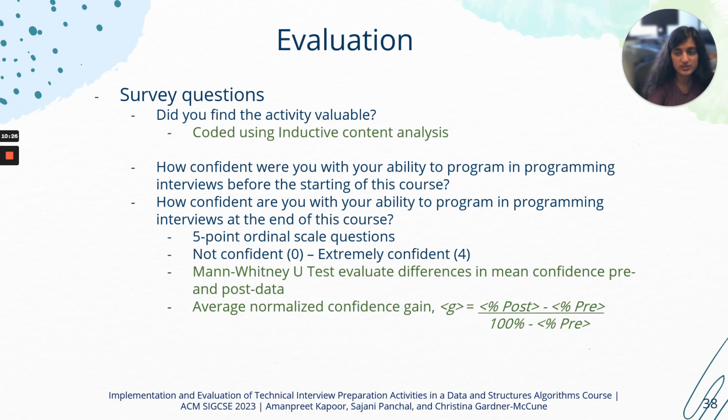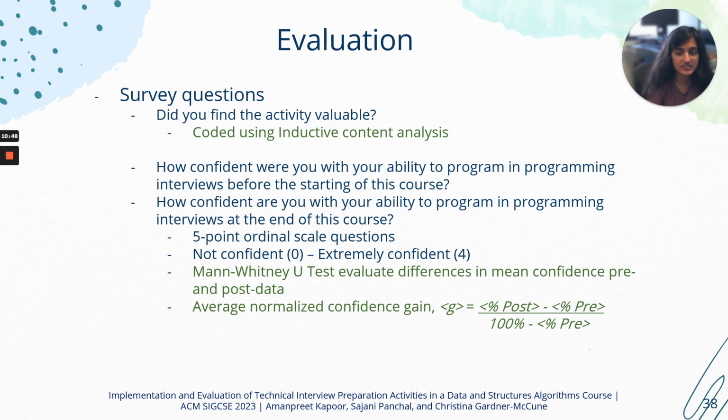The open-ended question was analyzed using inductive content analysis. The quantitative questions were analyzed using a Mann-Whitney U-test to evaluate differences in mean students' confidence pre- and post-data across control and intervention groups. This test was used as the data did not meet the normal distribution.